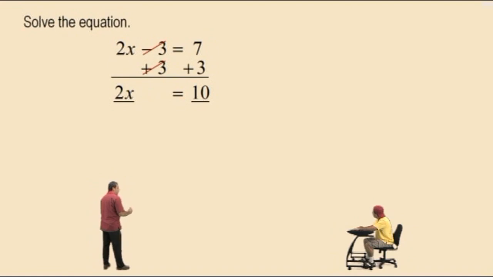Now, Charlie, what do we do to get the x isolated? In other words, what do we do to get 1x? Divide both sides by 2. That's right, divide both sides by 2, because 2 divided by 2 is 1, and that's 1x. And 1x equals 5, and that is your answer.